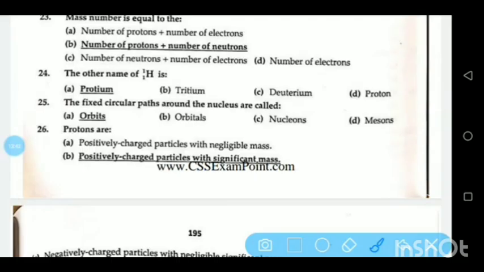The other name of H11 is protium. The fixed circular paths around the nucleus are called orbits. Protons are positively charged particles with significant mass.